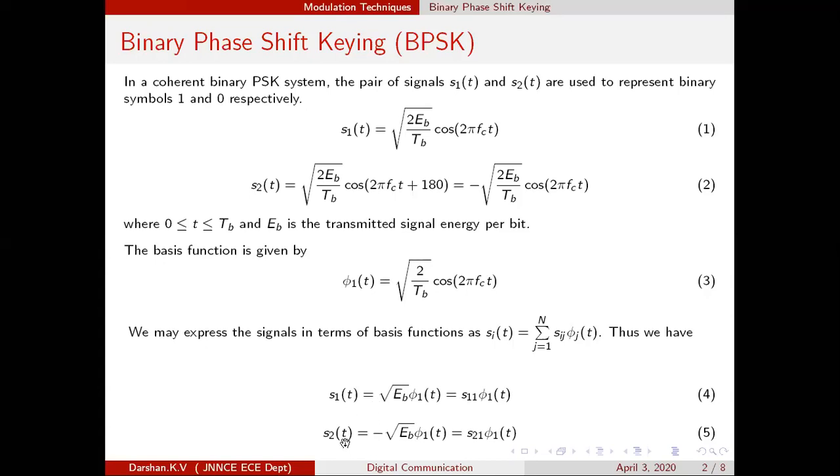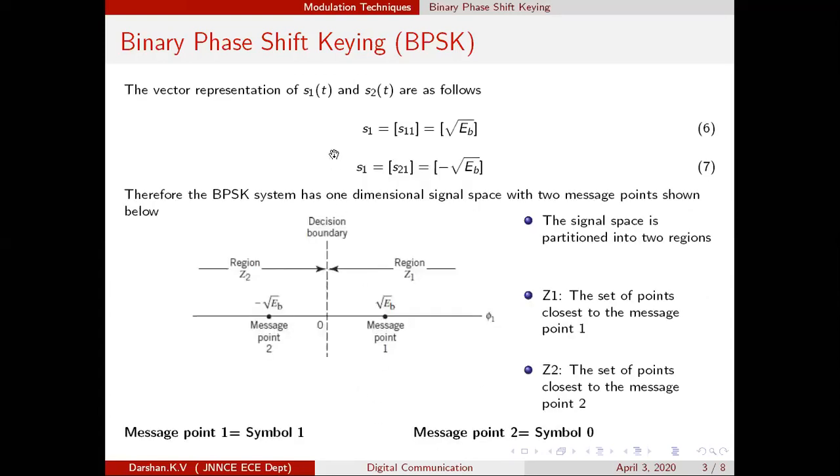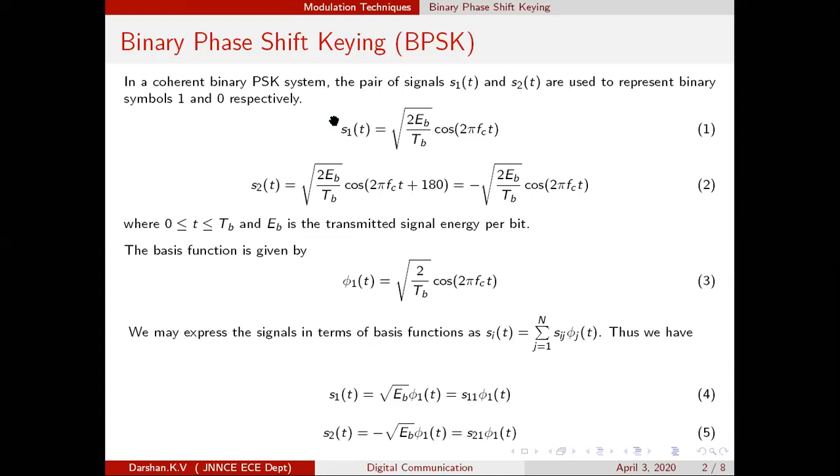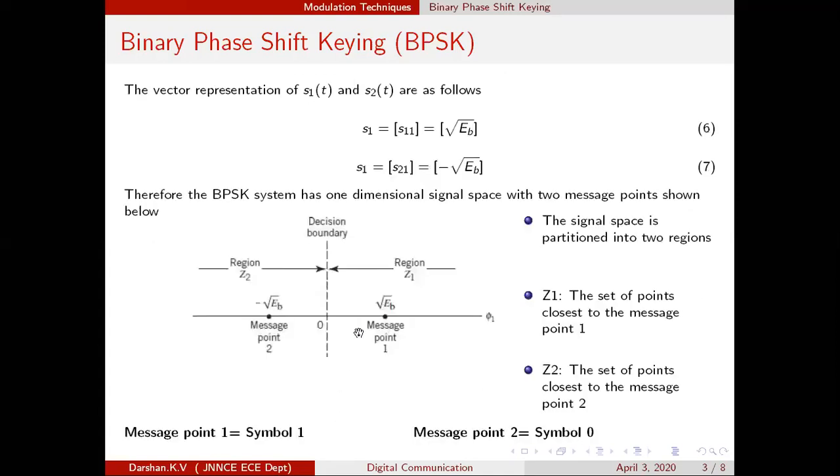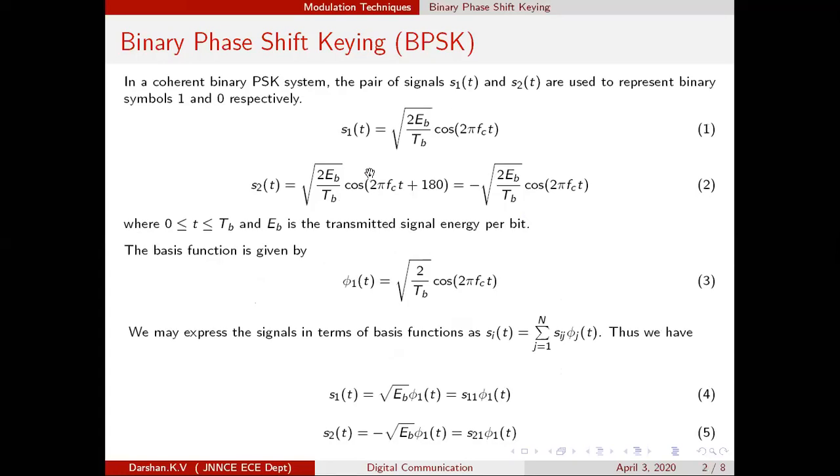So how could I express the signals in terms of points? It is as follows. Before observing it as a point, let us try to extract the vector form. How to extract the vector form of S1 of t? I will repeat again, don't worry. S1 of t, the vector form representation is S1. Here there is a typographic mistake. This should be written as S2. Okay. So how to write the vector form of S1 of t?